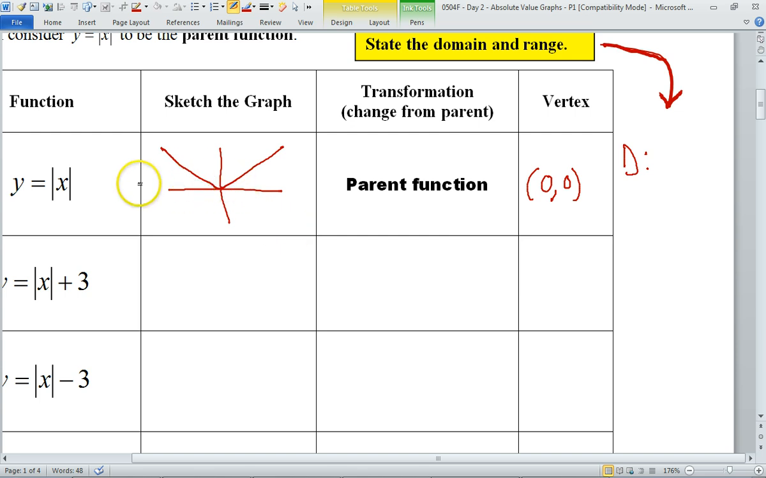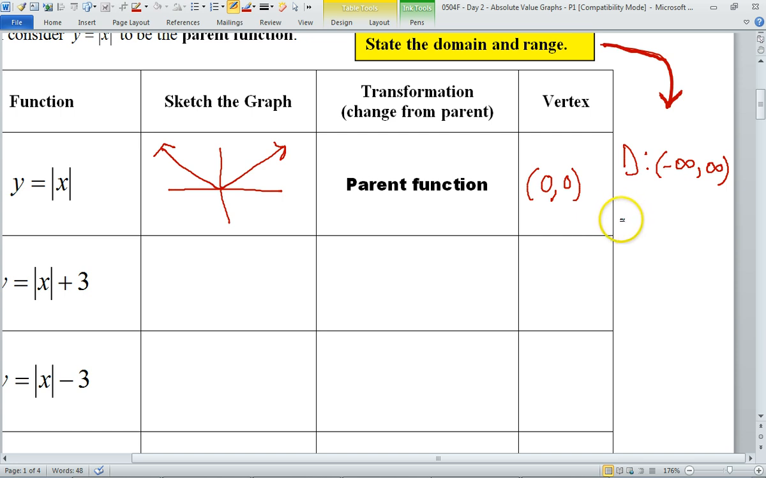Remember, the domain is how far to the left and right it goes. This goes to the left and right forever. I should really put some arrows on the end of this. So the domain would be negative infinity to positive infinity. All right. So it looks like I'm going to have to call on specific people all morning because you guys aren't responding as a class, and I need to know what's going on in your heads.